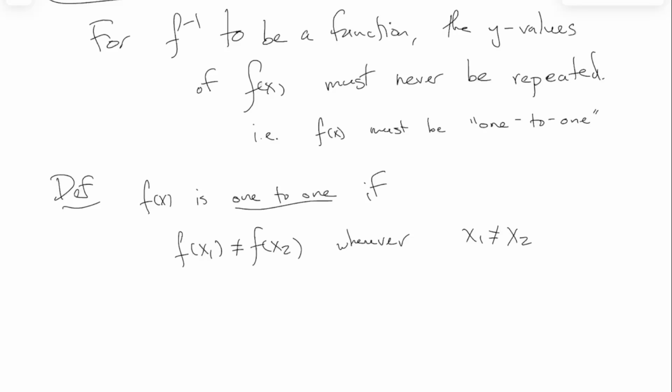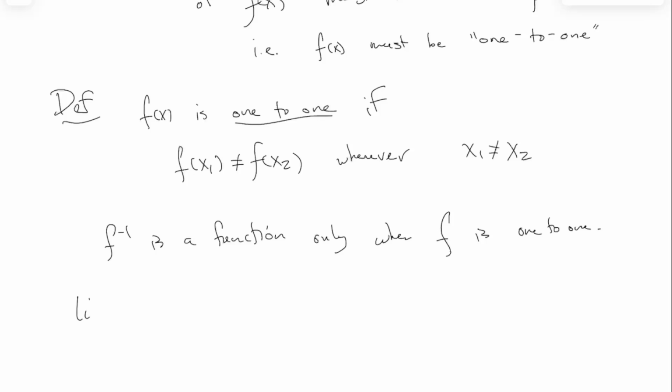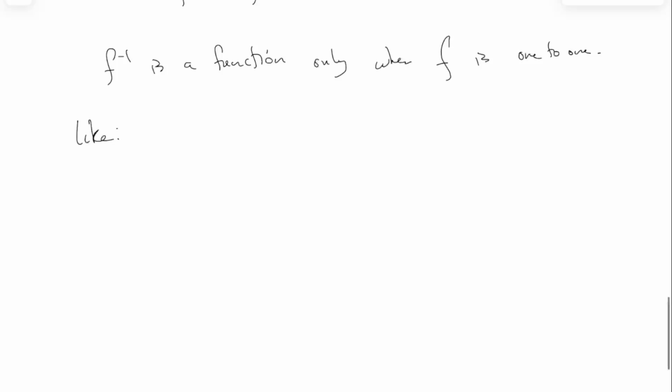Let me just reiterate why we care about this. F inverse is a function only when f itself is 1-to-1. All right, that's why it's important. And this condition about being 1-to-1 is easy enough to tell when you're looking at a graph. You can tell by looking at a graph if it's 1-to-1 or not.